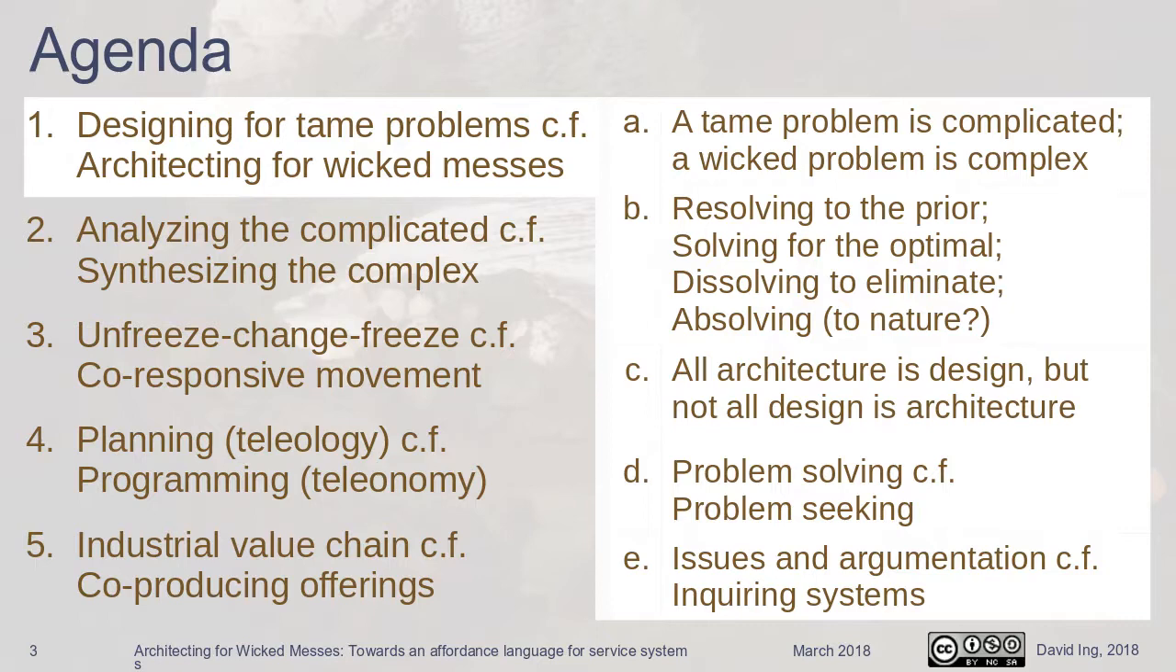Okay, I'm going to make these five statements, then I'm going to kind of roam through them. So firstly, a tame problem is complicated, a wicked problem is complex. And I'll try to make sure you understand what all those words mean. If you're going to approach a wicked problem or a wicked mess, I prefer the word mess, we'll start getting to the problem and see why, you could do it by resolving to the prior, going backwards, solving for the optimal, dissolving to eliminate, or absolving potentially, and that may be relying on nature. And so if you're doing a research project and actually coming up with some result, you can ask yourself, which of these are you doing?